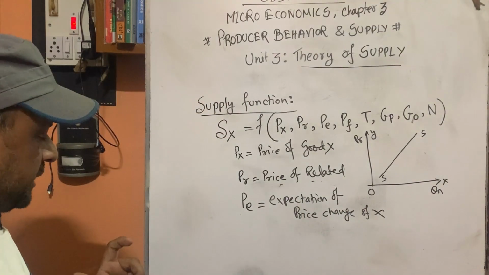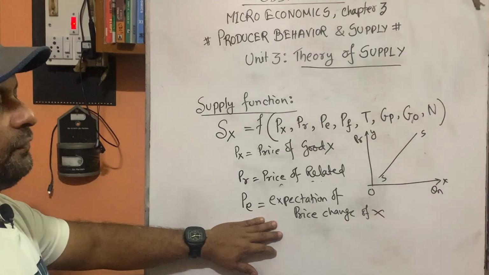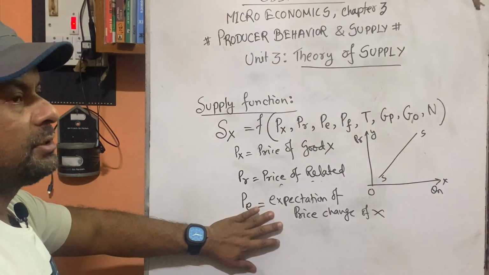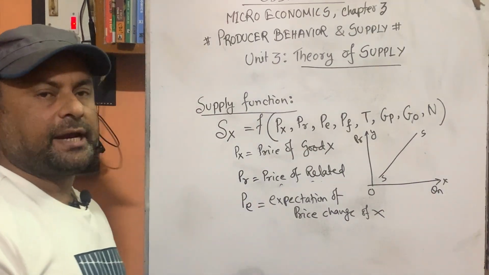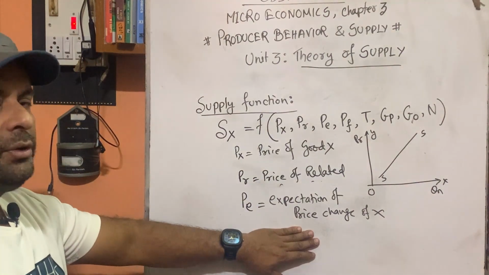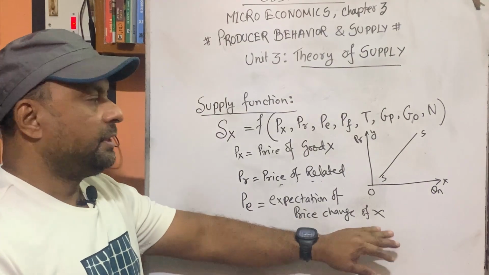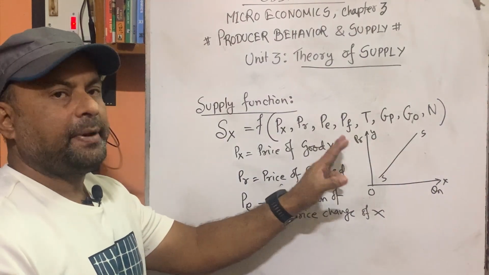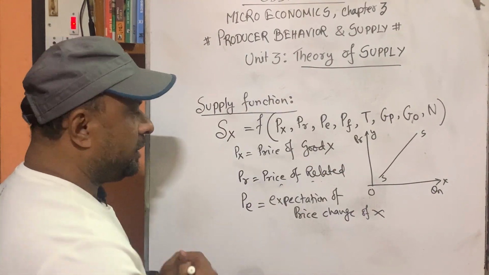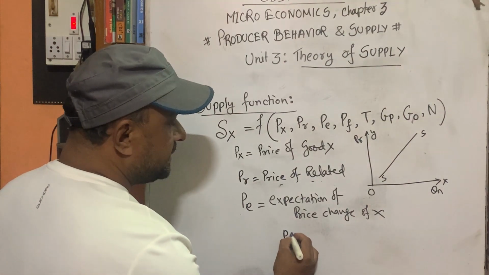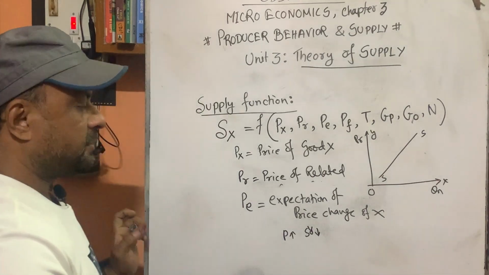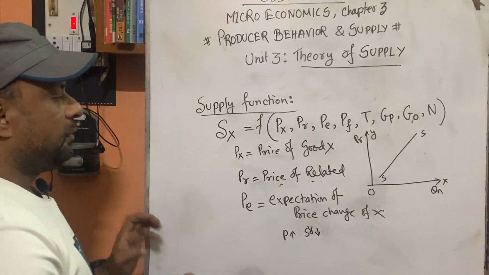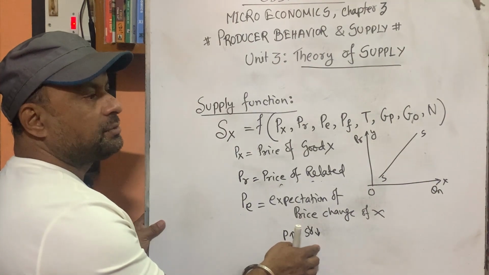Okay, a producer can expect when the price will rise or fall. So based on that, he also increases or decreases the supply. If there is an expectation that the price will rise in the near future, then what will he do? He will increase the stock, because when the price increases, that time he will sell. So if there is an expectation of a price rise, then the present supply will fall, because with the expectation of more profit, he will increase the stock and reduce the supply.